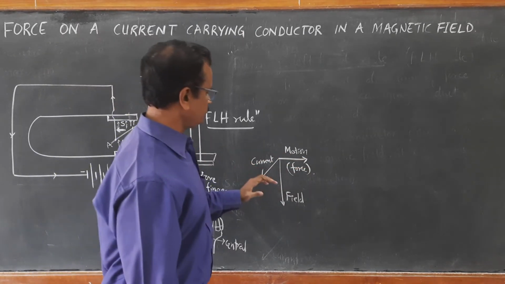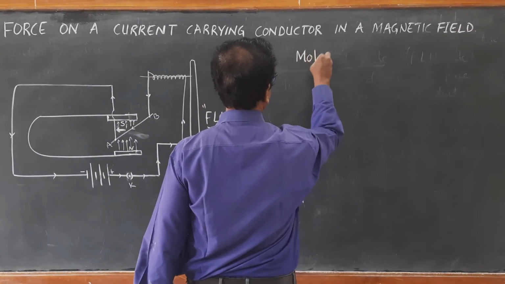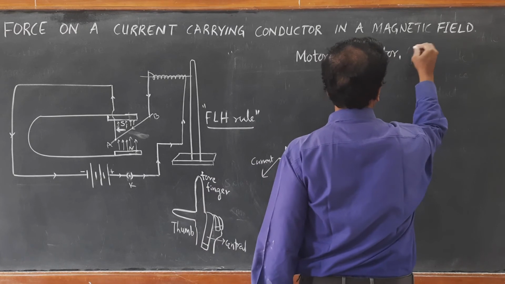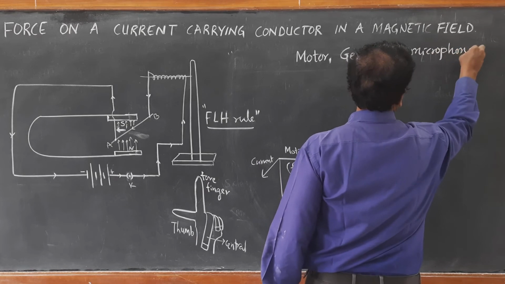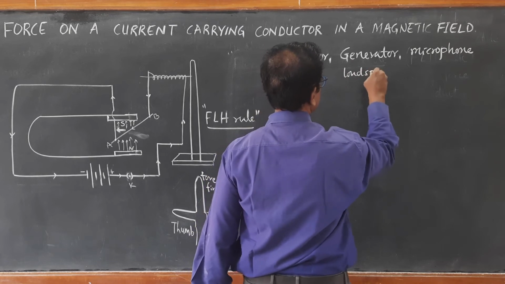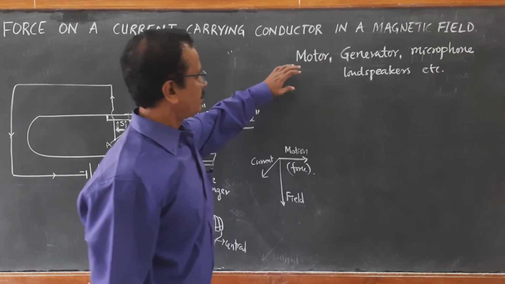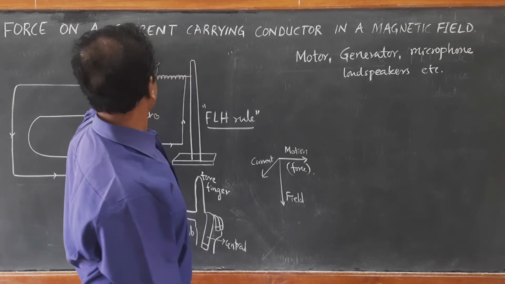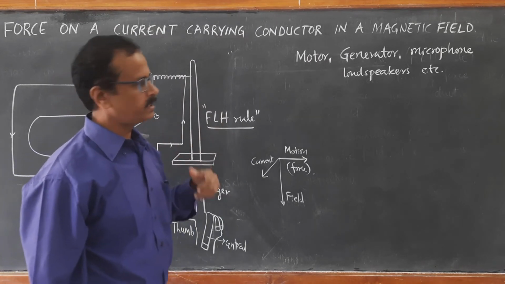So now we are going to learn where this principle is being applied. This principle is being applied in the working of motor, generator, then microphone, then loudspeakers, etc. These are the applications, appliances where the principle of motion of a current carrying conductor in a magnetic field is seen. That is, Fleming's left hand rule is being applied.